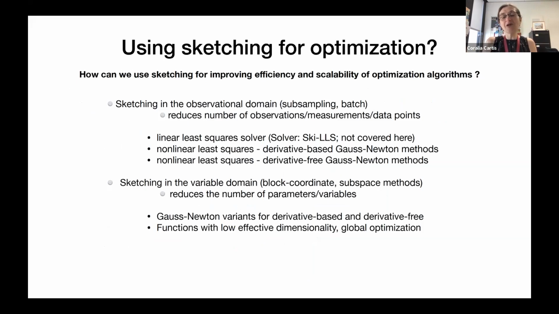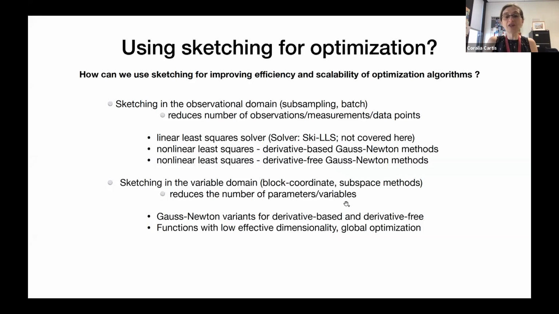And now I want to go on to talking about how to use these ideas inside optimization algorithms to improve their scalability. Okay, so there is a direct use for linear least squares, but I will not talk about it here. So I want to talk about nonlinear least squares problems. And what I will talk about is sketching in the observational domain, also called sum sampling or batch methods. So we are going to basically try to reduce the number of observations or measurements or data points that we use. And I will talk about that in the context of derivative-based and derivative-free Gauss-Newton methods.